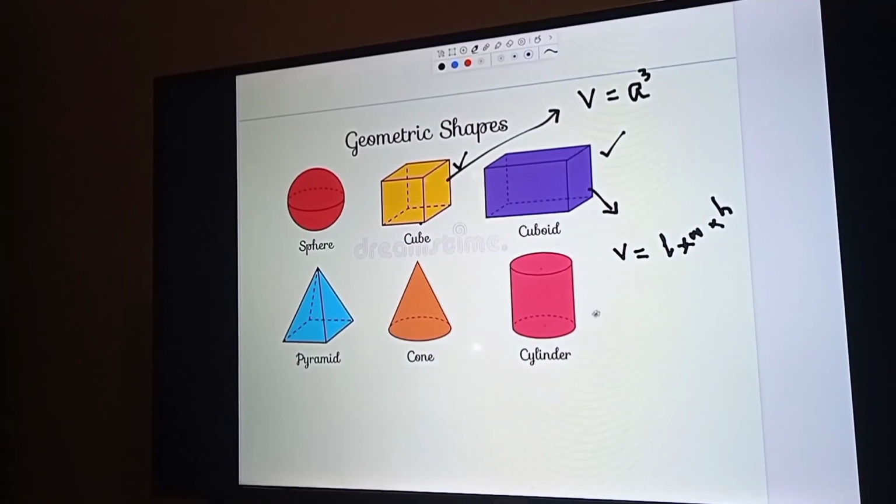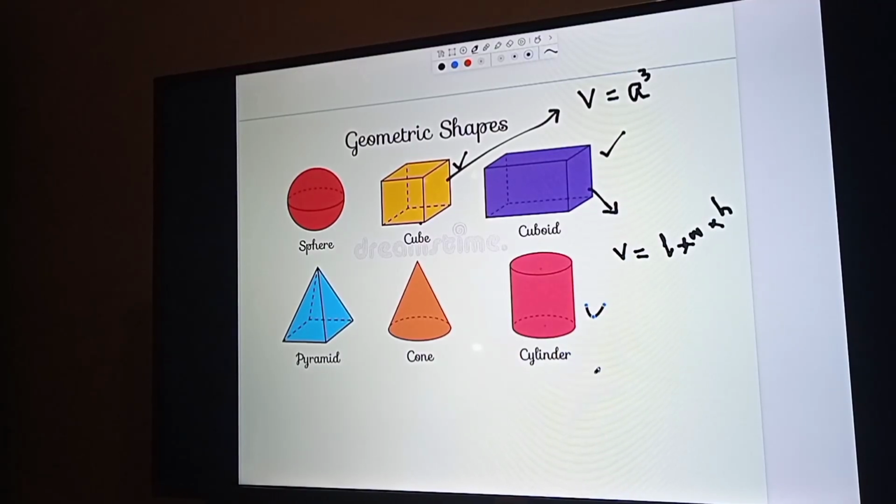Our next 3D shape is cylinder. Our routine used shapes which look like cylinder include can of soda, glass, battery, glue stick, thermos or coffee mug, etc.